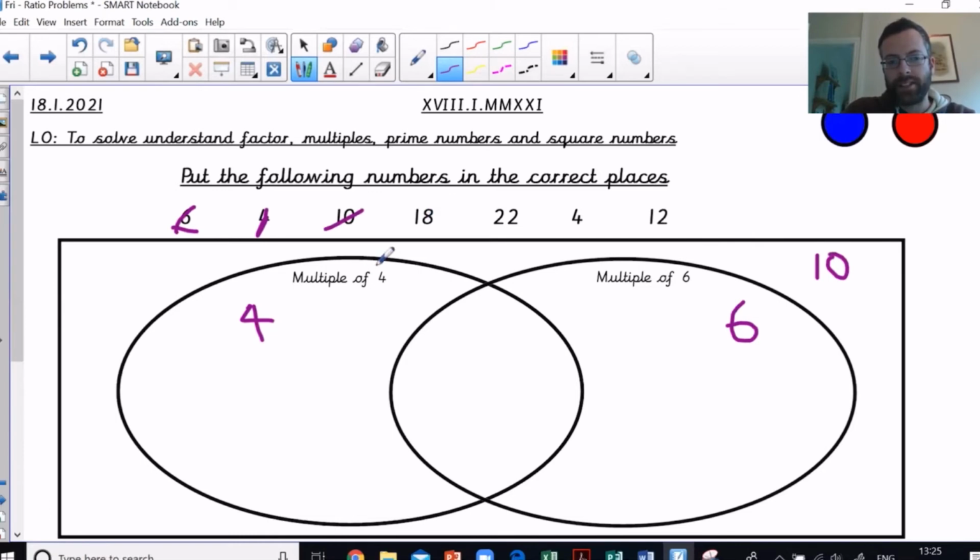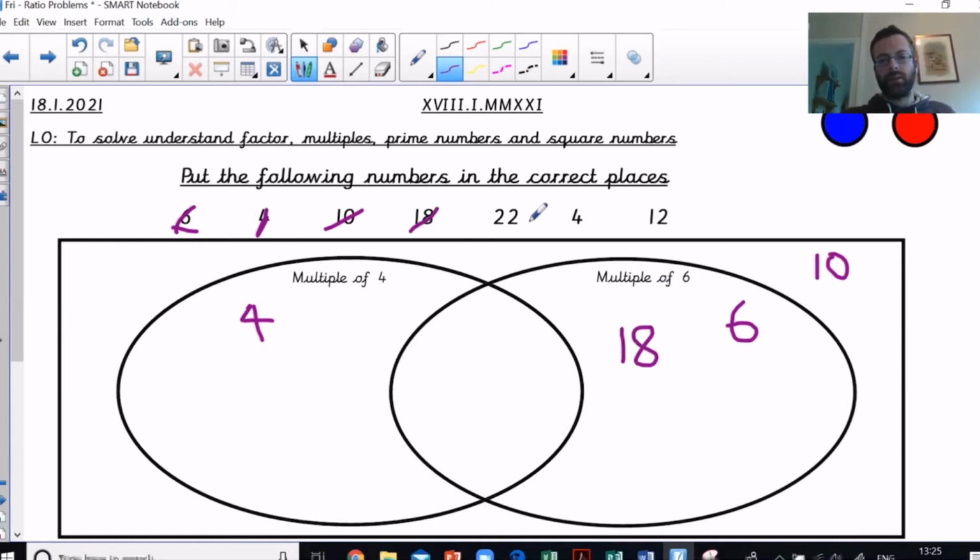18. Is it a multiple of 4? Well, it's got an 8 in it, so it must be, mustn't it? No. 4, 8, 12, 16, 20. It's not in the 4 times table. I can't multiply it by a whole number and get 18. Is it a multiple of 6? 6, 12, 18. It is, so it's going to go in here.